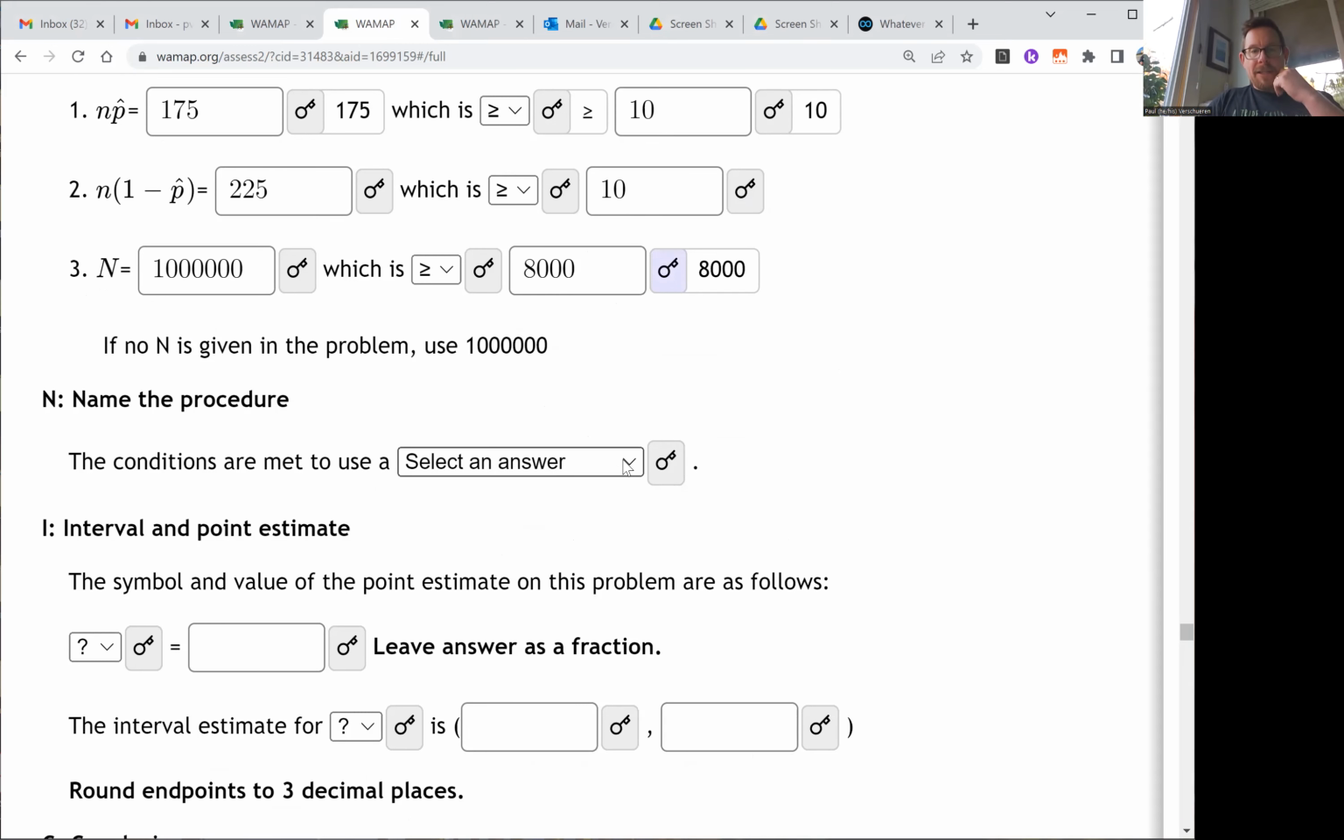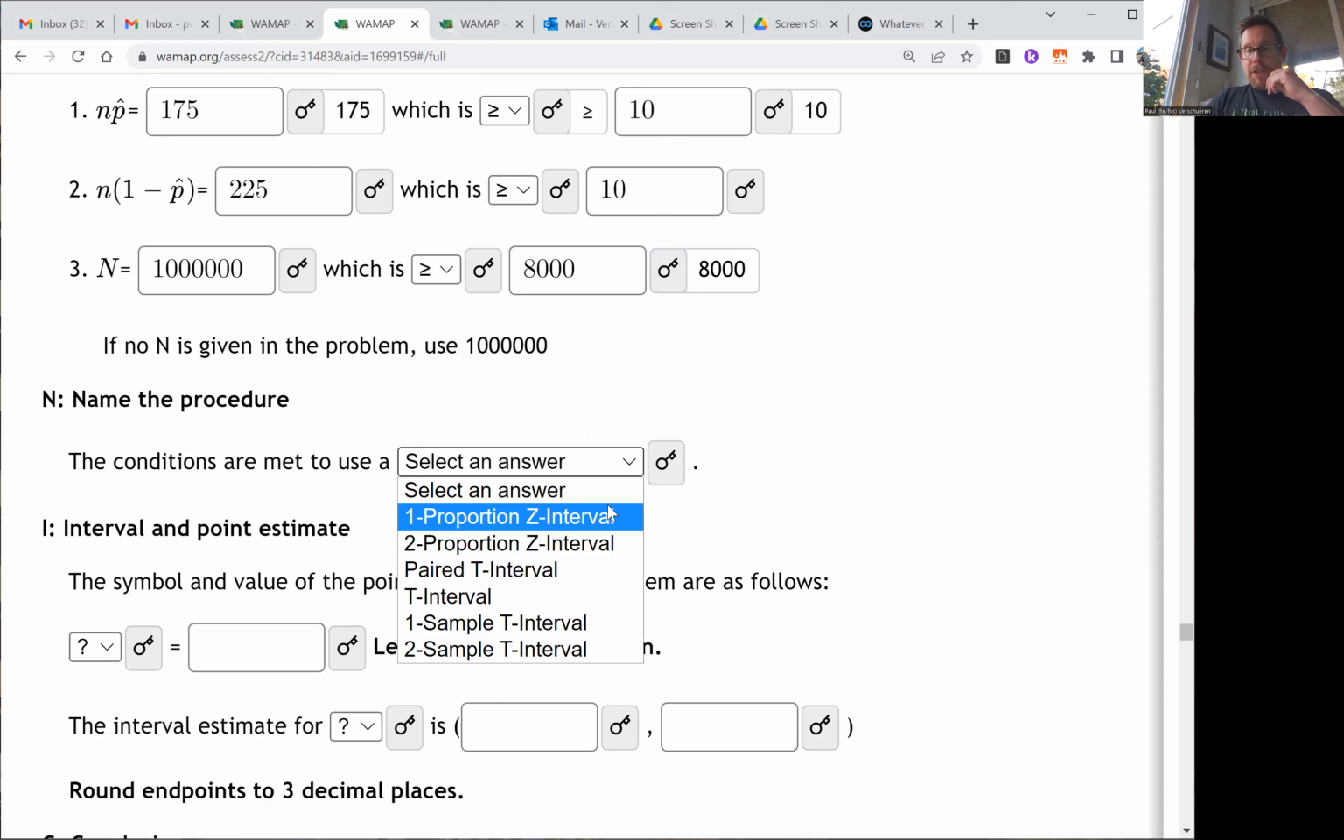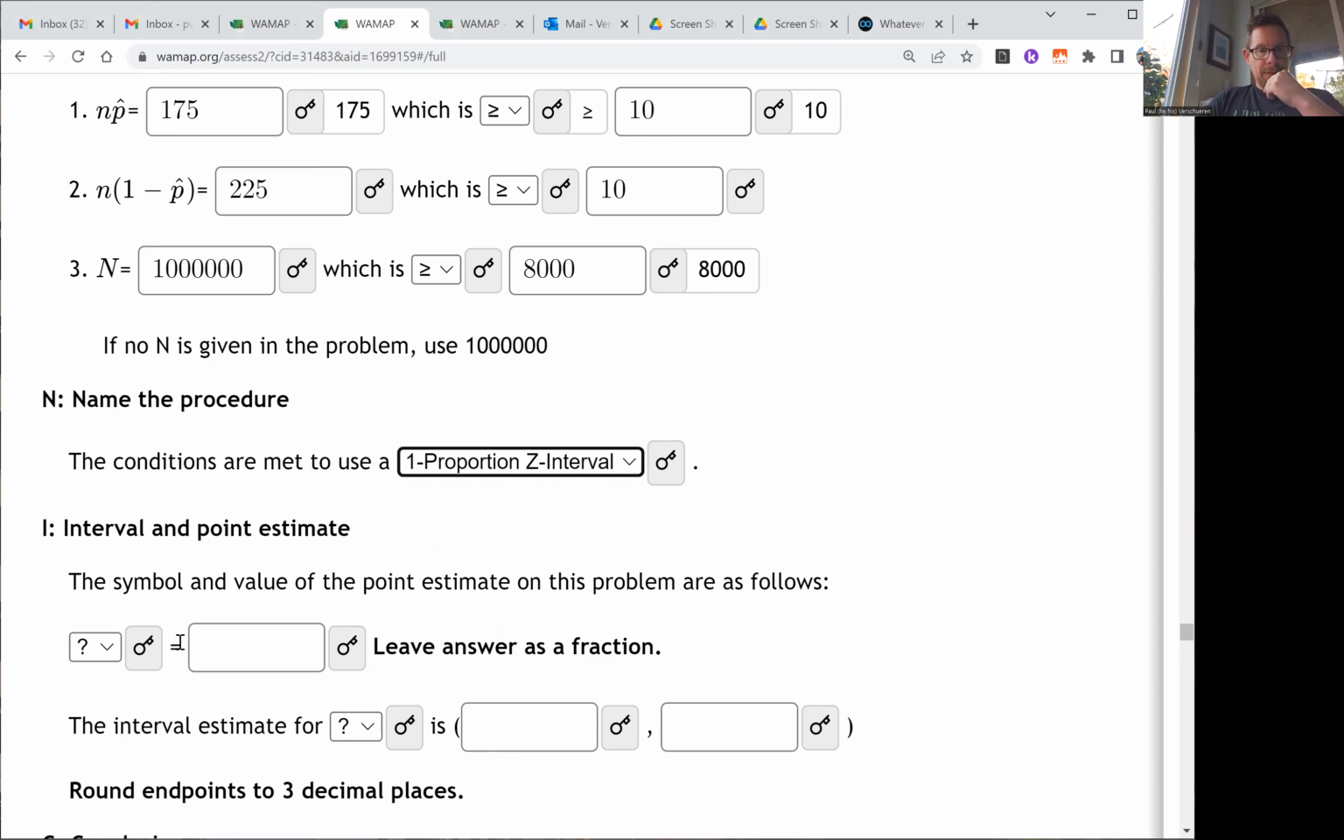The conditions are met to use a 1 proportion z interval. So it's a proportion because it's categorical. It's not 2 proportions, we're not comparing 2 proportions. In fact, we don't actually get to this in this class. We're not using a t-interval. That's for means when you don't know the standard deviation, and so on. So it's definitely going to be the 1 proportion z-interval.